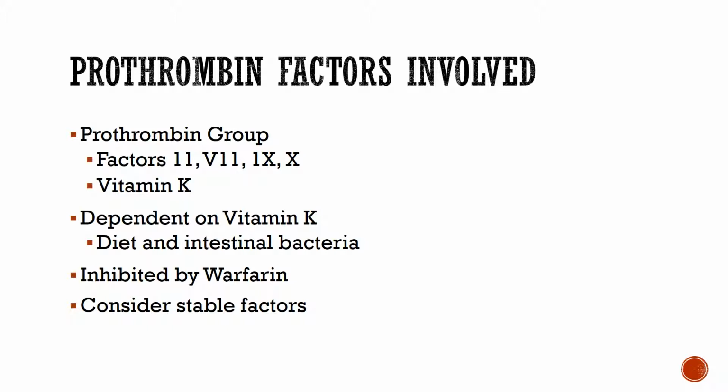A second group, the prothrombin group, is dependent on vitamin K, which comes from diet or from intestinal bacteria. The factors involved in the prothrombin group are factors 2, 7, 9, and 10. These are stable factors and they also are not consumed in the coagulation process. However, they are inhibited by the medication warfarin.